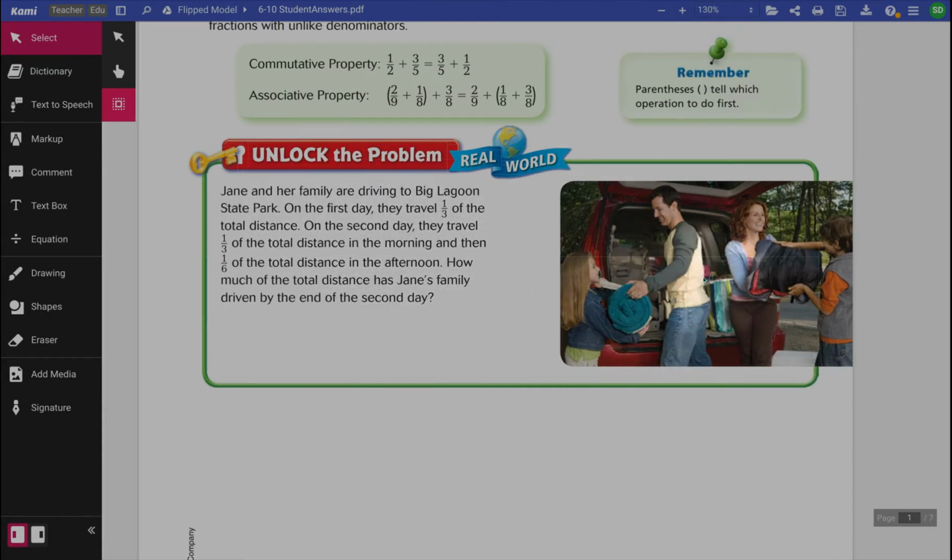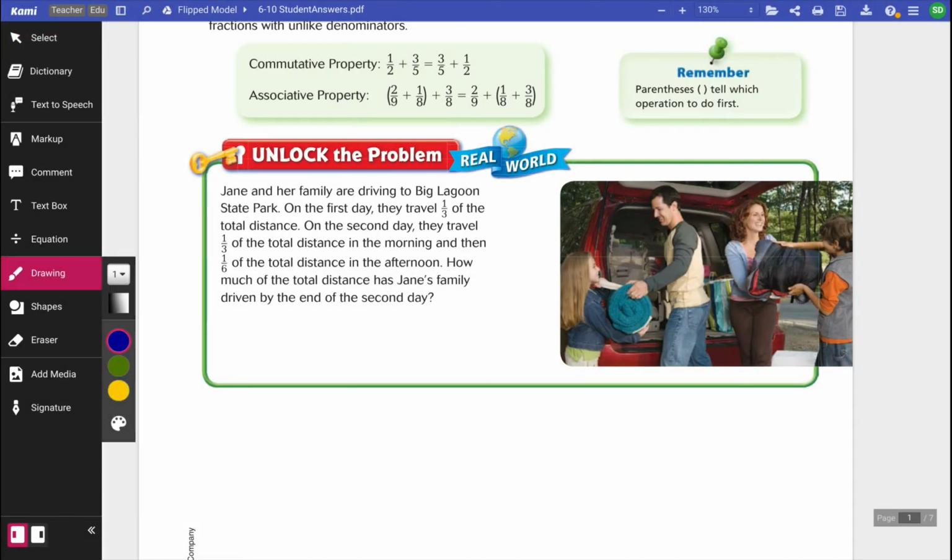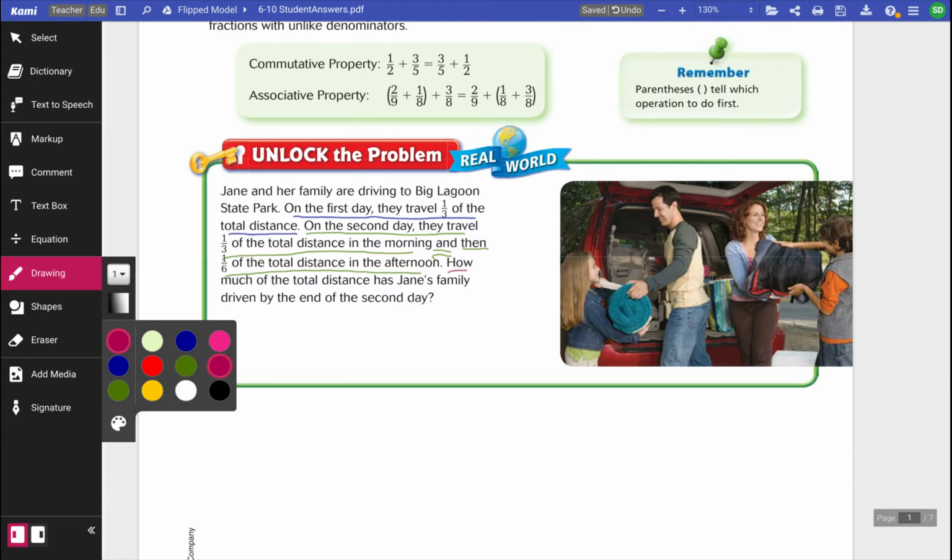Looks like someone's going on a trip. Jane and her family are driving to Big Lagoon State Park. On the first day, they travel 1/3 of the total distance. On the second day, they travel 1/3 of the total distance in the morning and then 1/6 of the total distance in the afternoon. How much of the total distance has Jane's family driven by the end of the second day?